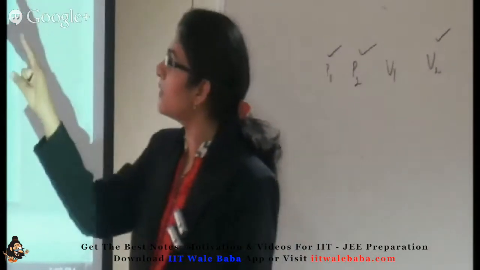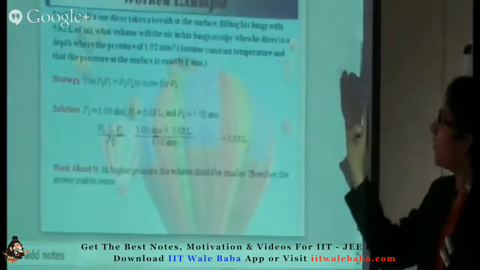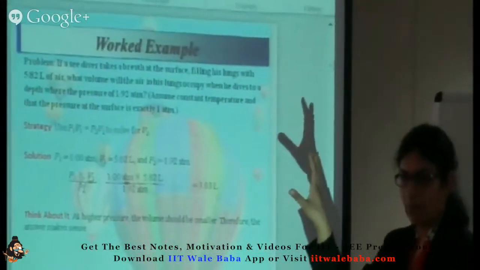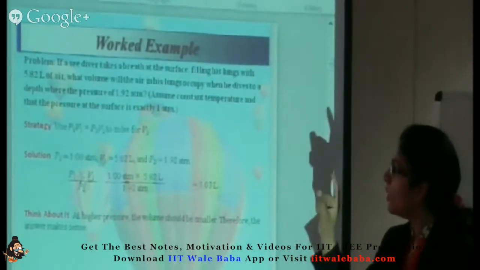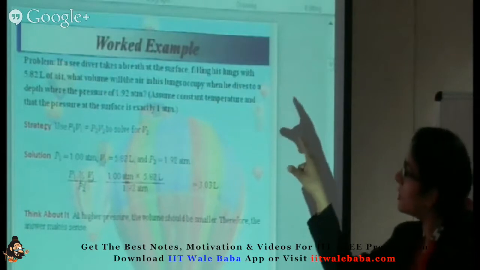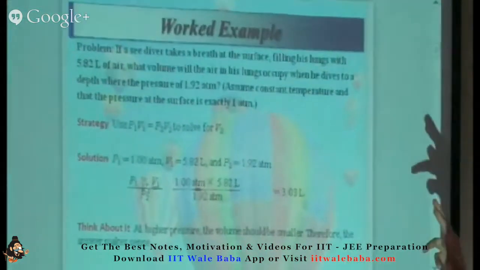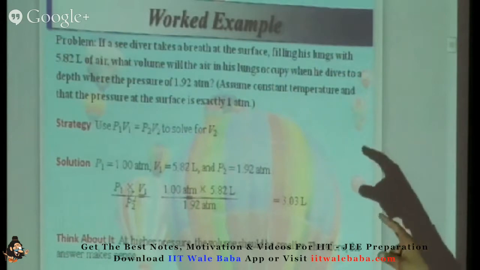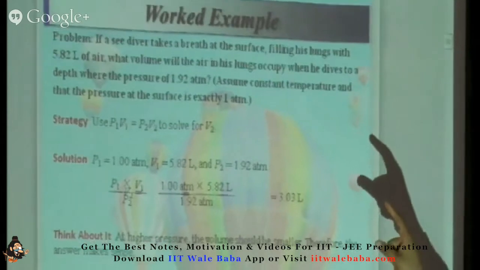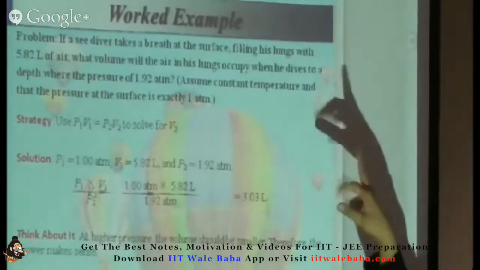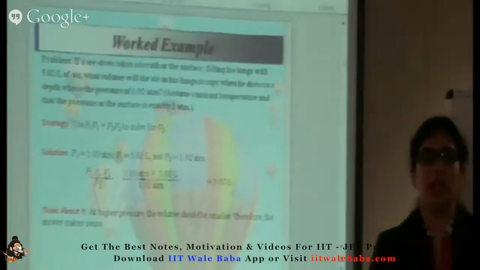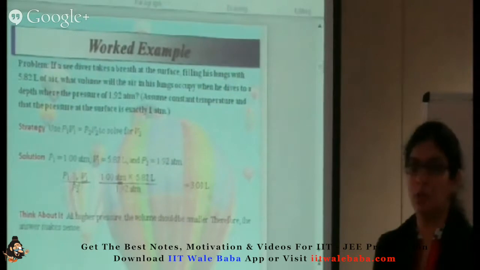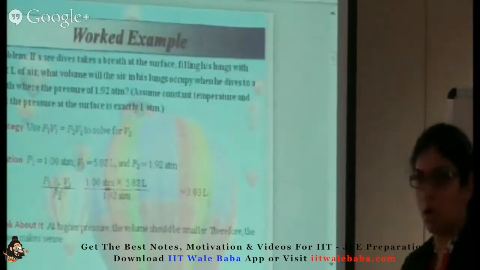You can see this problem also, it is directly related. If a sea diver takes a breath at the surface, filling his lungs with this much air, the volume is given to you. What volume of air does it occupy in his lungs when he dives to the depth where the pressure is this much? So you know that at the surface, the pressure is 1 atmosphere, right? Again, you have to use the simple Boyle's law statement. Pressure at the surface is 1 atmosphere, volume is 5.82 liters, and P2, the pressure inside the sea, is given to you, and you have to calculate the volume of air, right?